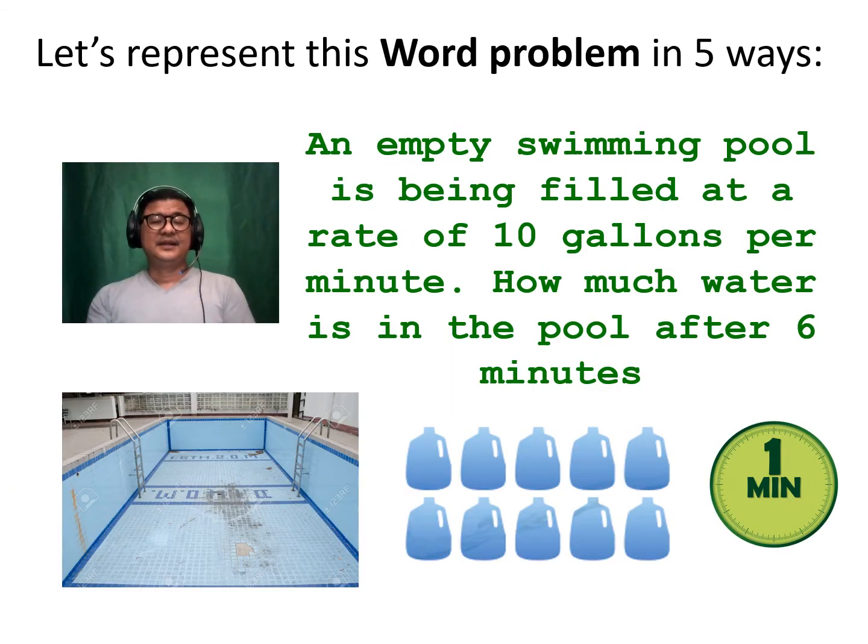Next, let's have some practice. An empty swimming pool is filled at a rate of 10 gallons per minute. How much water is in the pool after 6 minutes? We will represent this using the 6 different ways to disguise a proportion. Are you ready? Okay, let's start.